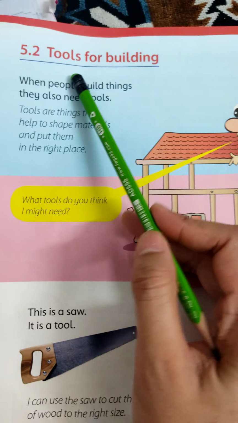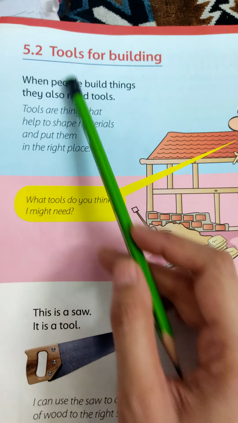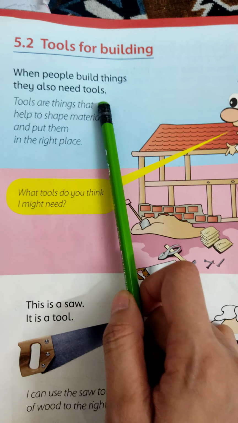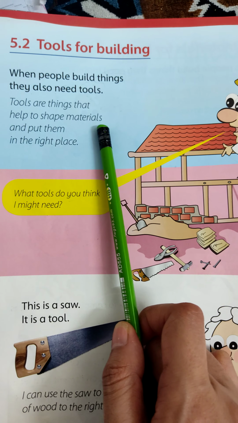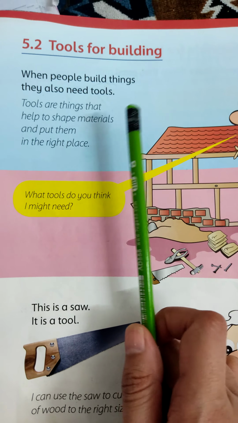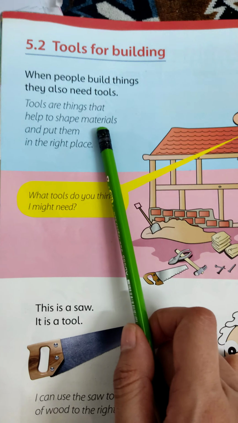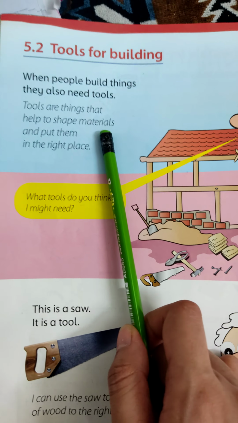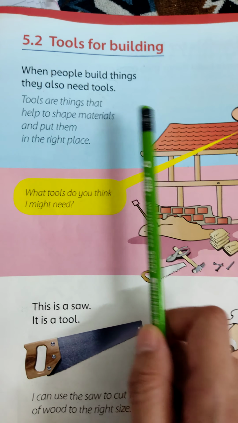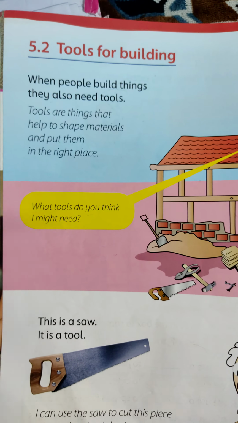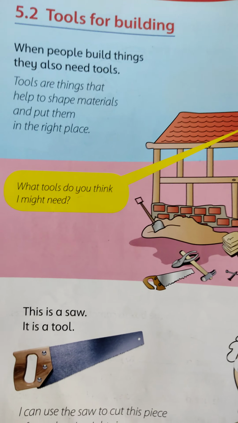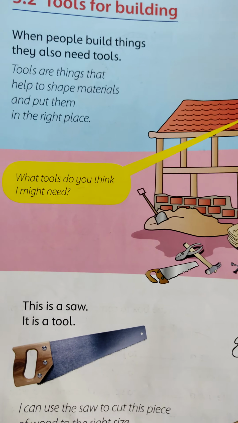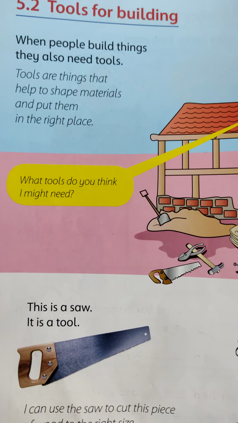Today our topic is tools for building. In the previous lecture we learned about materials. Materials are the matter or substances that our objects are made from. And why do we use materials? We use materials to build a building, and we learned different names of the materials like wood, metal, bricks, glass, etc.